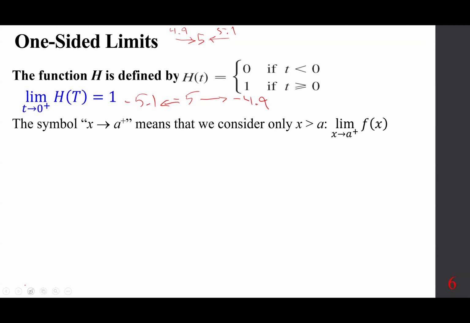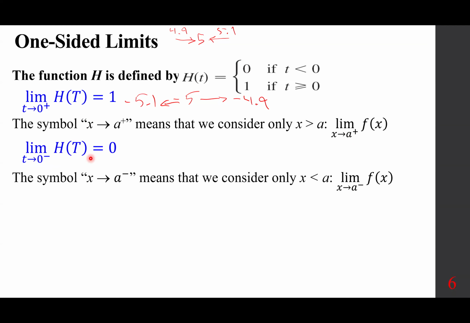So this means from the right. And the limit of this function as t approaches 0 from the left uses the top branch because it's a piecewise defined function, and it becomes 0. And this symbol means that we consider only x less than a, limit of f of x as x approaches a from the left. So this is understanding the concept of the symbol, the limit as x approaches a from the right versus from the left. Also, note the limit doesn't exist because these two are not identical.